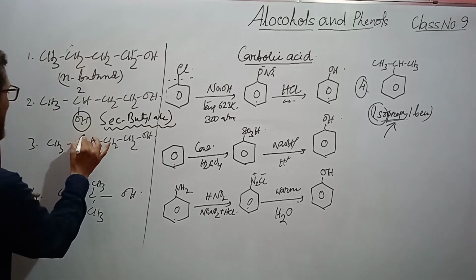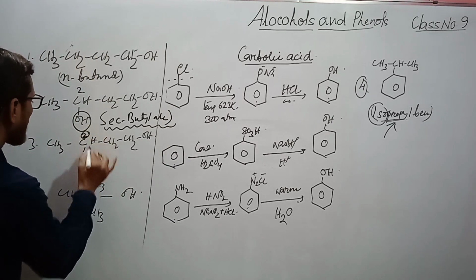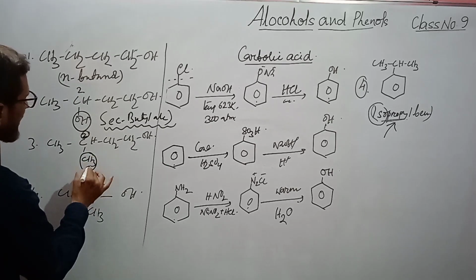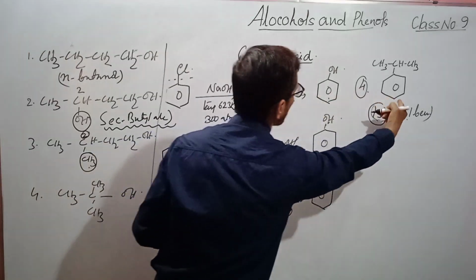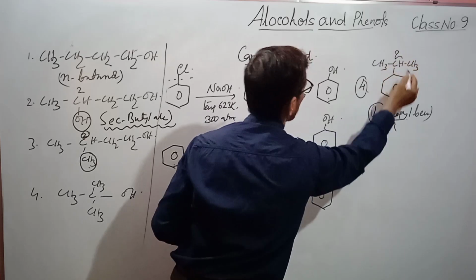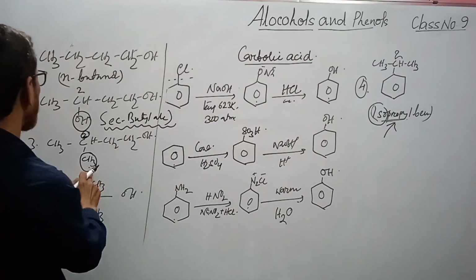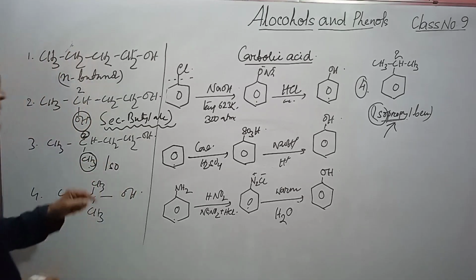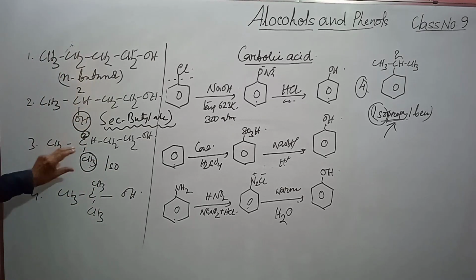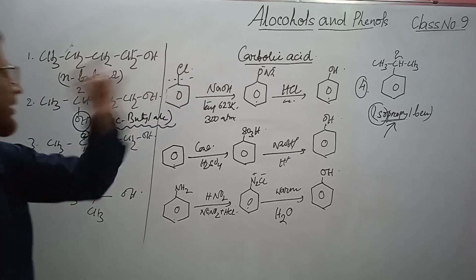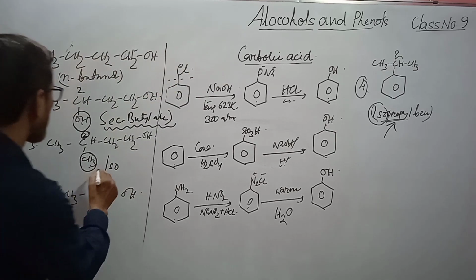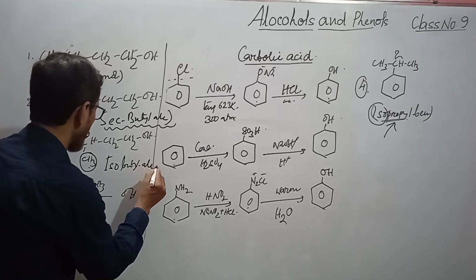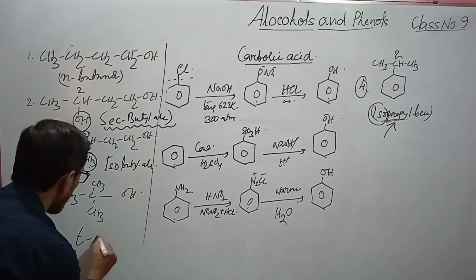And now again at this 2 position of carbon, if there is not a functional group but some group, maybe alkyl, maybe phenyl, then it is called iso. In place of the functional group, if an alkyl or aryl group is attached, then it is called iso. That is isobutyl alcohol, and this is tert-butyl alcohol.